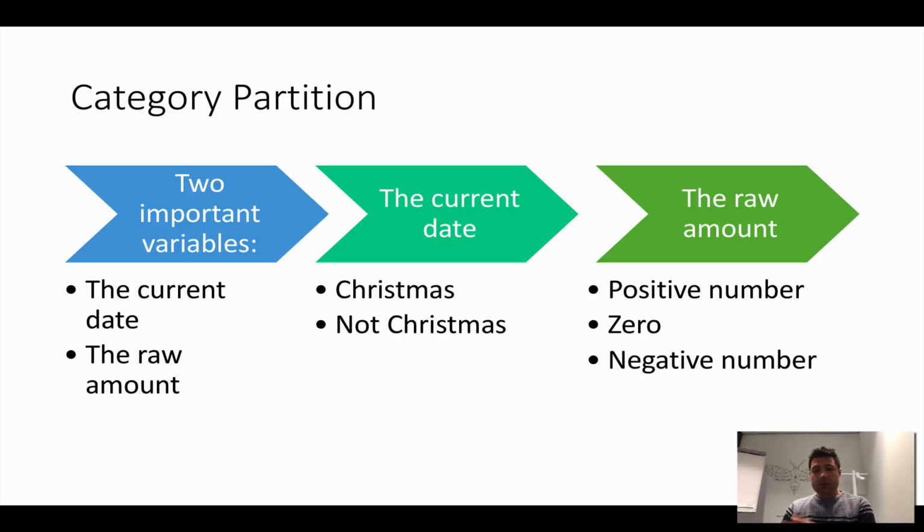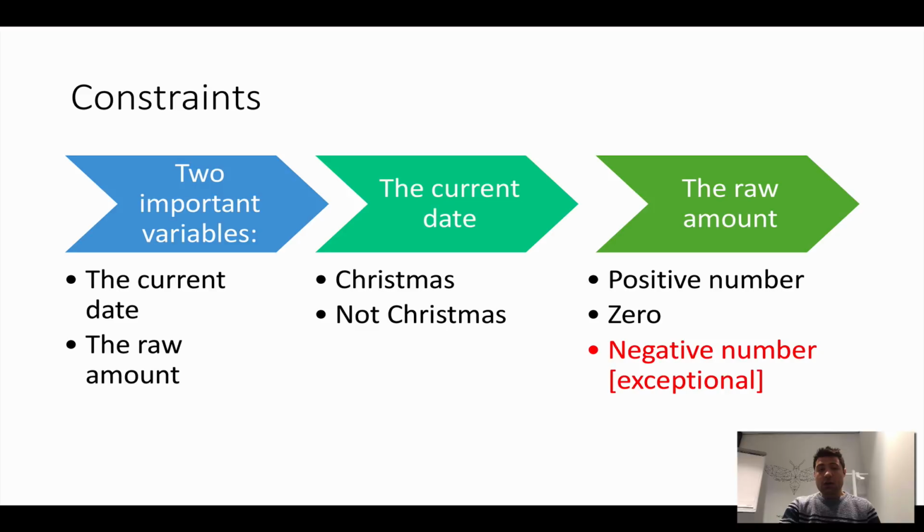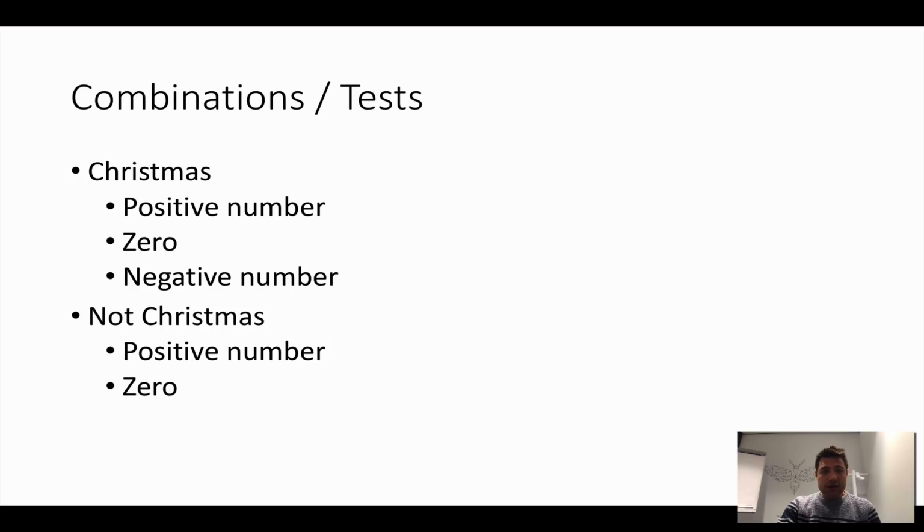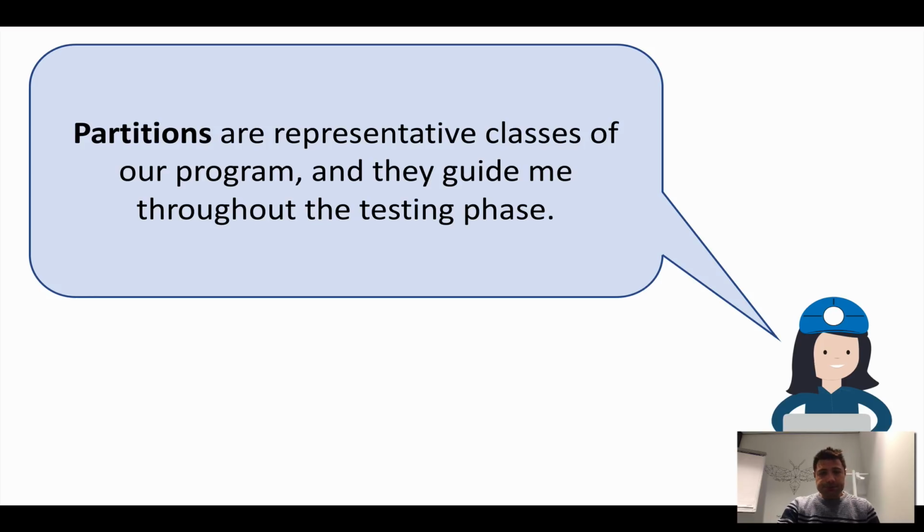for the current date, and then for the raw amount, positive number, 0, negative number, and I just combine them all, right? Negative number is an exceptional case. I will mark this, and I do all the combinations. Christmas with positive number, 0, negative number, not Christmas with positive number and 0. This is the category partition method.